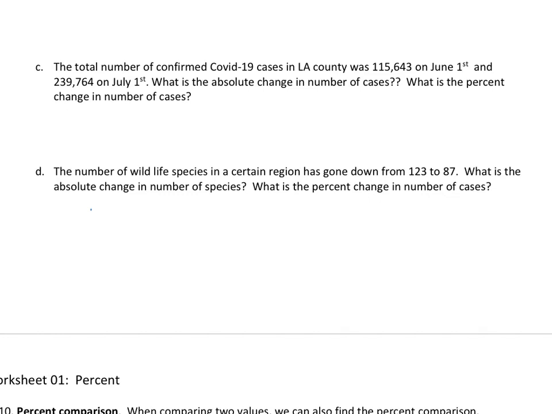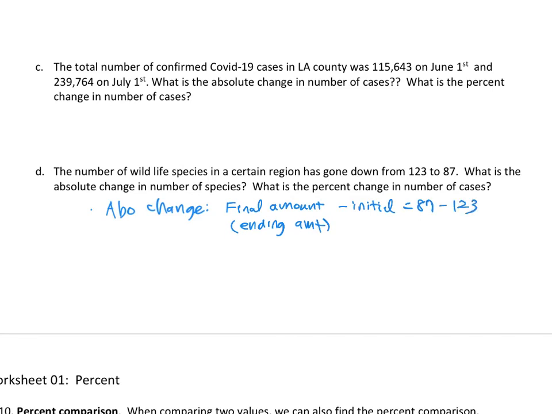So absolute change will be just final amount minus initial amount. So notice that the final amount, which is the ending amount, minus initial, so it would be 87 minus 123, which is negative 36. It's negative because it's gone down, so 36 species are gone.